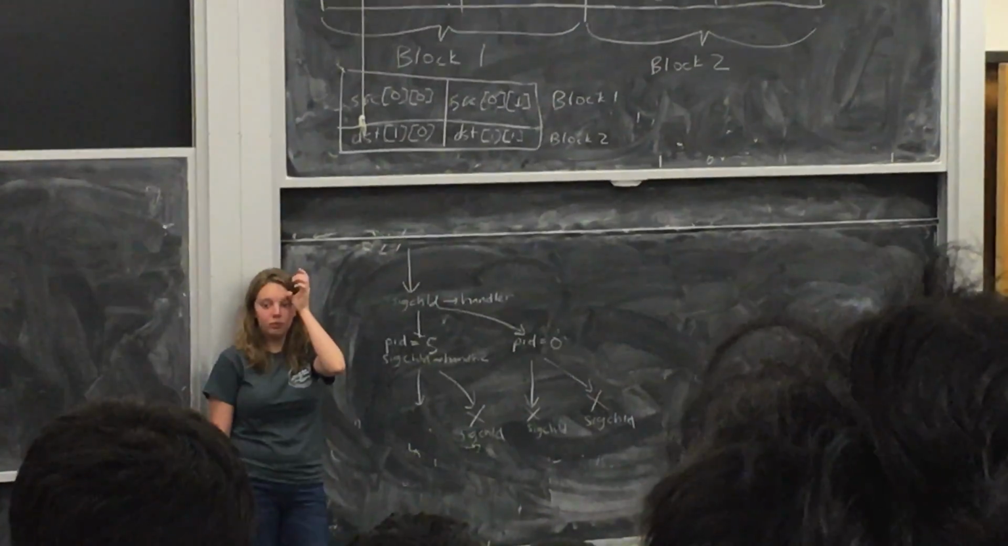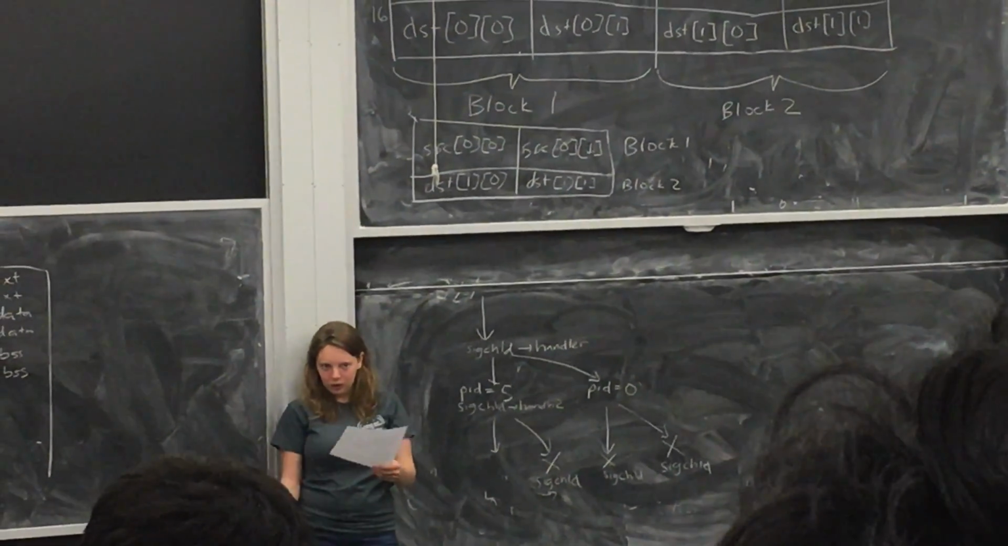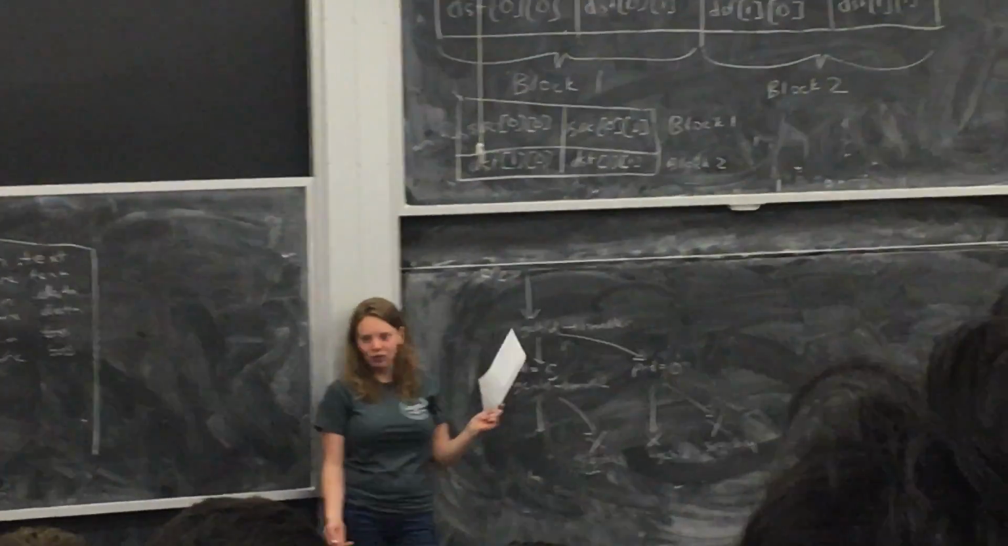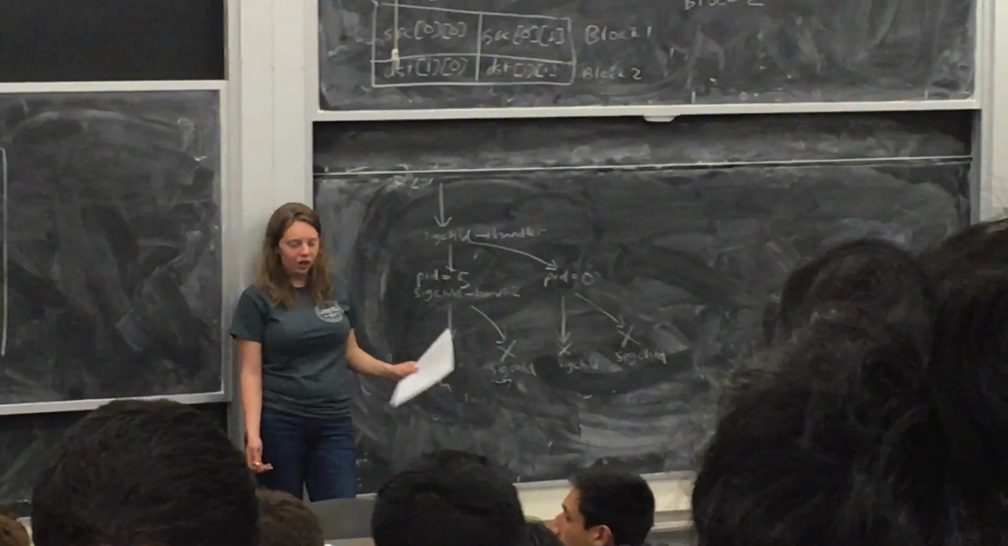So count 1 and count 2. We're going to go through that. Count 1 and 2 are going to be different depending on what kind of process you're in. So we're going to go over that right now.